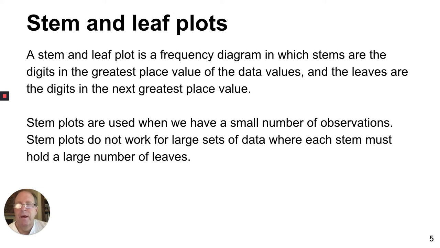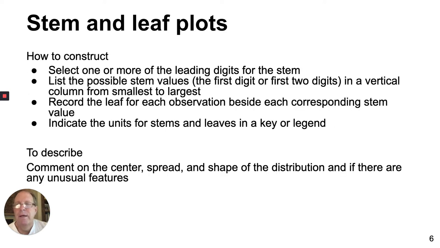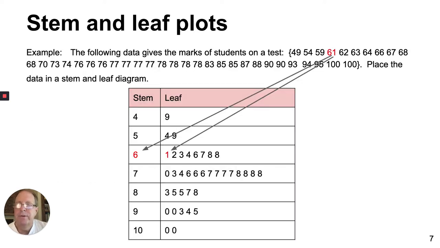This is a description of stem and leaf plots. This is how to make them. You can come back to these slides later and read these in detail. This is what they look like. Suppose that I have a bunch of students. I give them a test. Their data looks like this, 49, 54, 59.